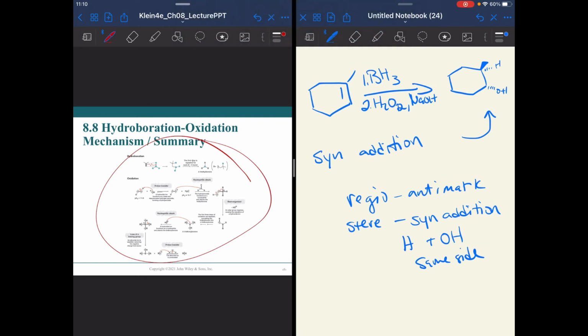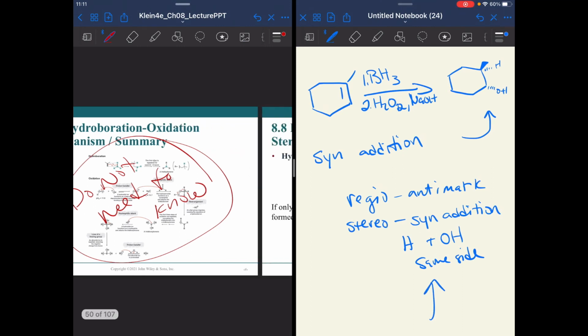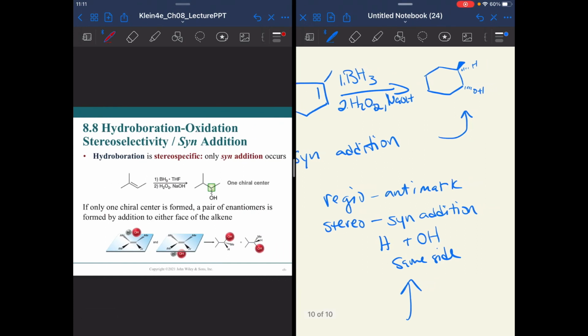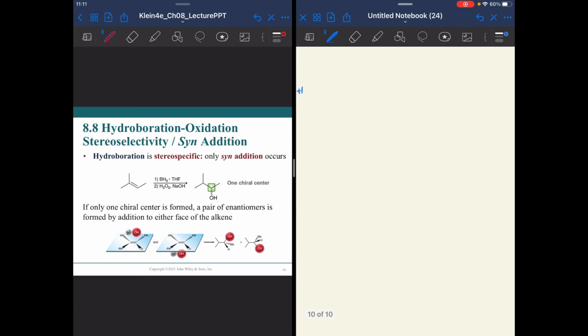And if you are getting into mechanisms, have a field day here. You do not need to know this, right? As long as you know the regiochemistry and the stereochemistry. That it is stereospecific. We have talked about this. It is also regiospecific, or regioselective, might I say.